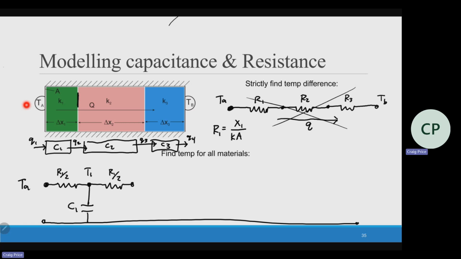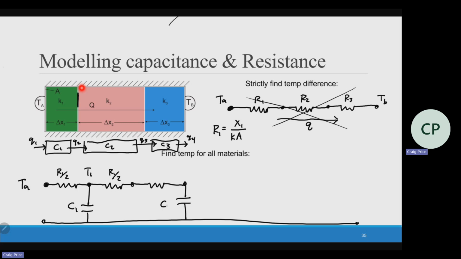So this can be my first capacitance. Some of the energy is not going to go all the way through. Some of the energy is going to be stored in the first material, and we're going to model that at the middle of the material. Half of it, from one edge to the middle, we just split R1 divided by 2. That R1 equation is still the same from up there. And then from there, we can break this up again.